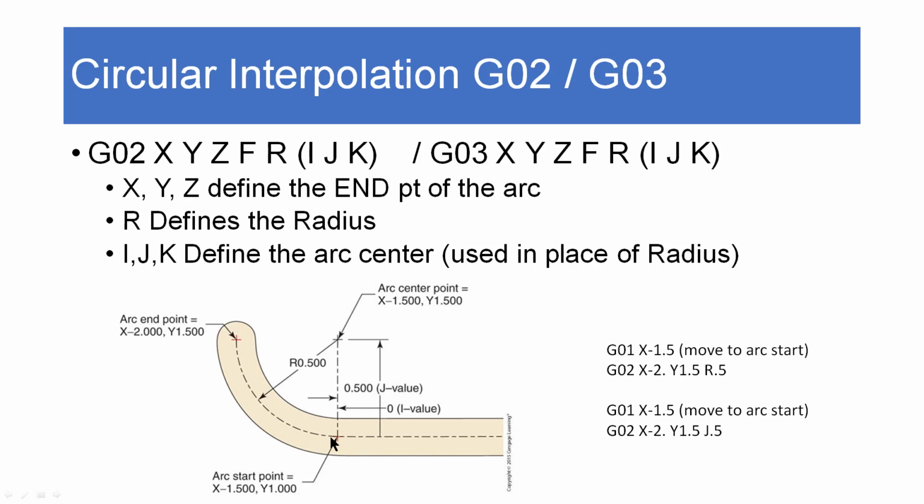Notice I don't need to put in an I0 or a K0. I just need to tell it incrementally where the center of this radius is relative to my starting point. So that's the IJK method. We'll use both of these. They have advantages and disadvantages, which we'll discuss as we do our projects.